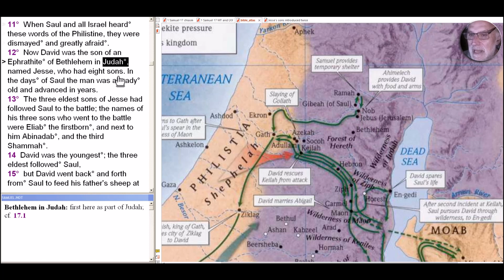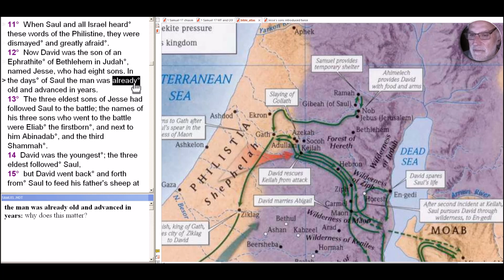So we were told he had 8 sons. We weren't told that in the parallel. We were told he had 7 sons, and yet there was a surprise raised when Samuel asked, is that all? And he said, well, there's still the youngest one, or the smallest one. So then we get this odd phrase at the end of the verse. In the days of Saul the man, presumably Jesse, was already old and advanced in years.